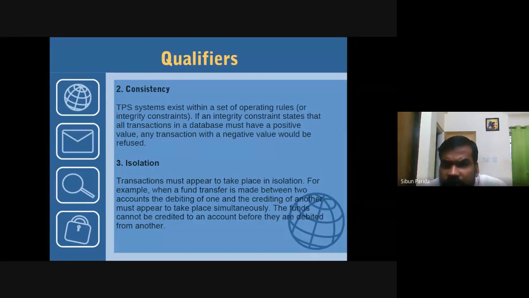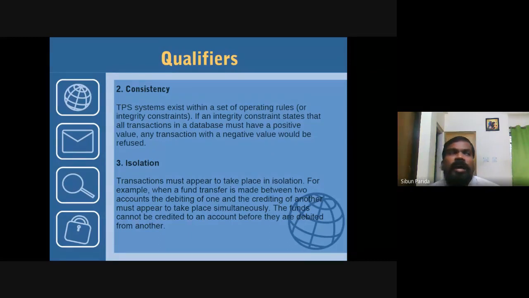Consistency means the transaction processing system exists within a set of operating rules. What are those operating rules? Integrity constraints. Integrity constraint means consistency and accuracy. If an integrity constraint states that all the transactions in the database must have a positive value, any transaction with a negative value would be refused.